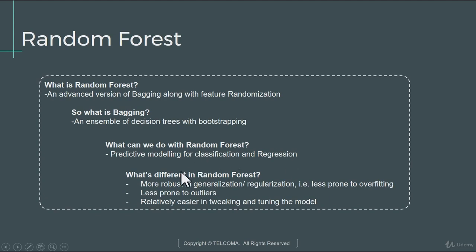And what's different in a random forest? So random forest is more robust in generalization and regularization. It's kind of less prone to overfitting. It's less prone to outliers, and it is relatively easier in tweaking and tuning the model. So one of the most widely accepted models in machine learning frameworks is random forest. It's relatively easy to build. It's blazing fast because you can do parallel processing over here, and you don't need a lot of math in the background. You can kind of abstract stuff and still have a relatively good amount of accuracy.